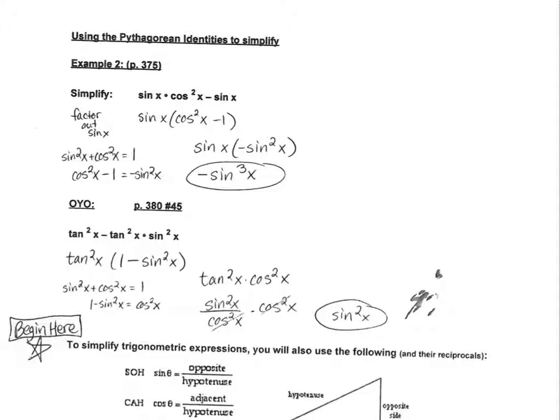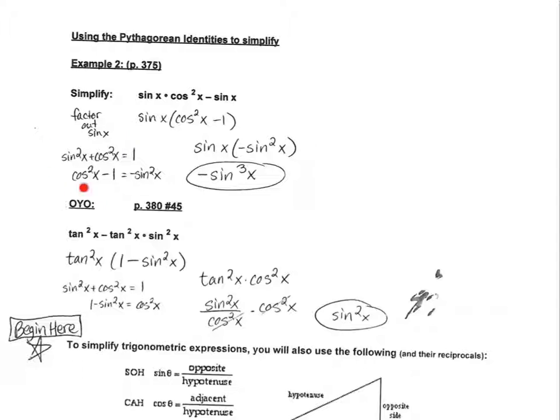Remember, what we want to do is simplify the identity, and so we're going to start by factoring out the common factor of sine. If we take a sine out of this first term here, glued together with multiplication, and the second term, then we're left with cosine squared x minus 1 in parentheses.